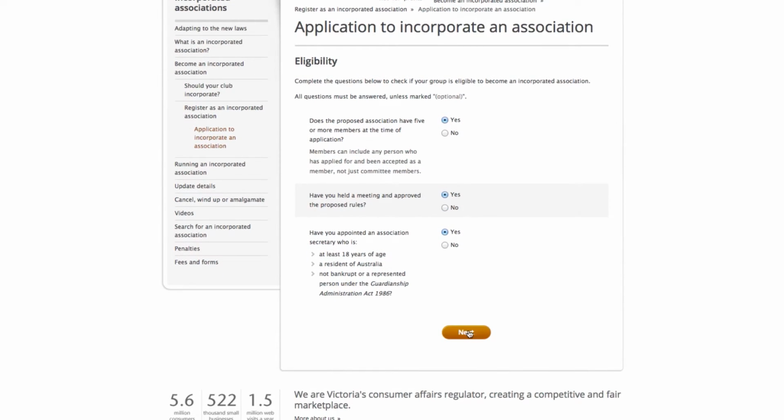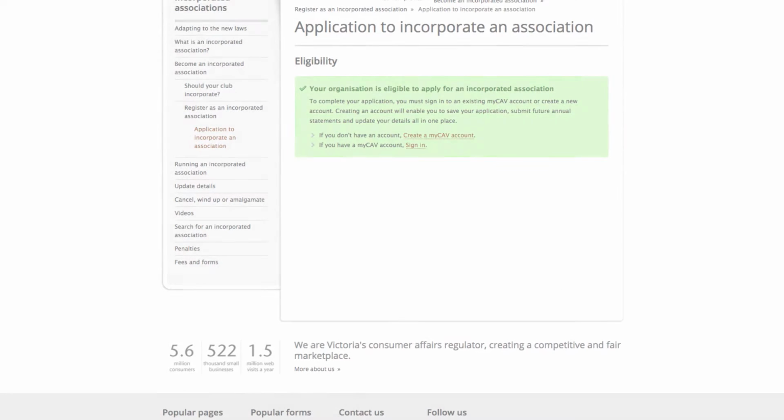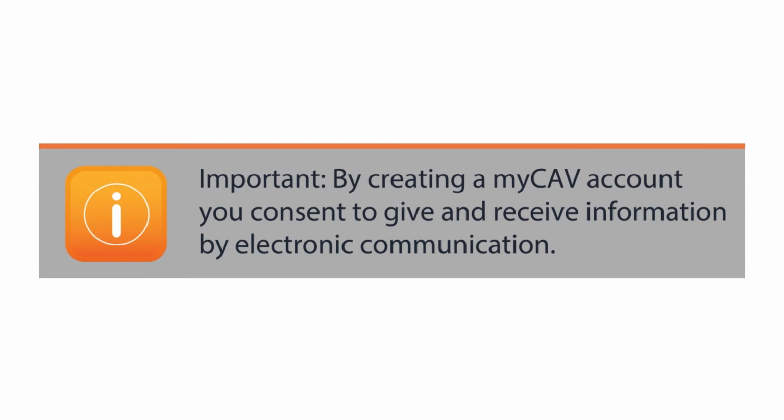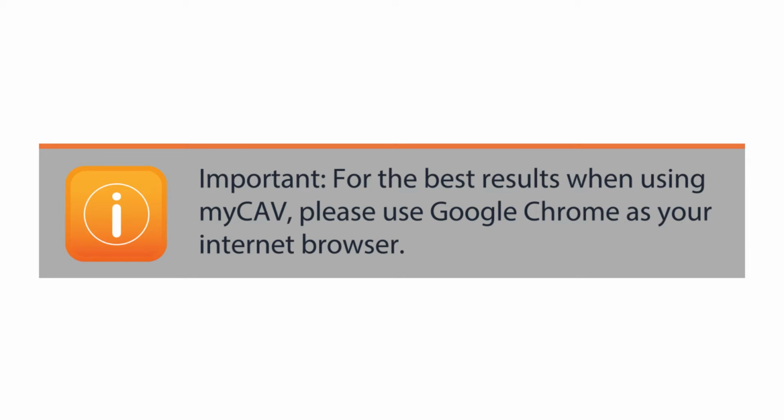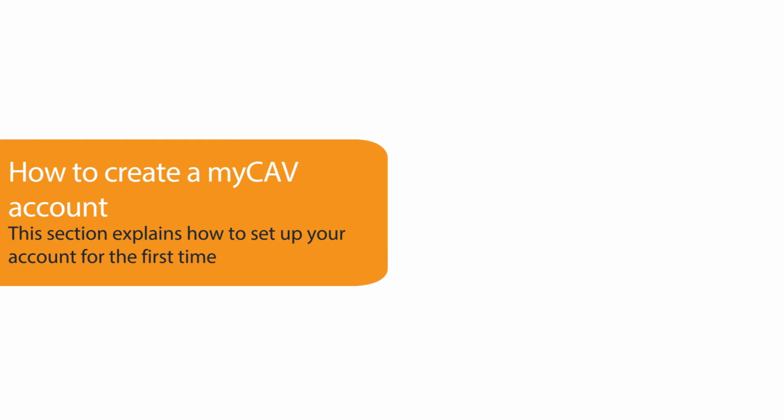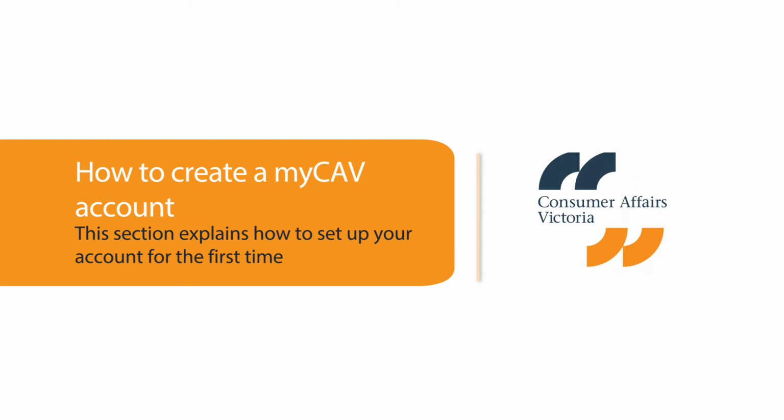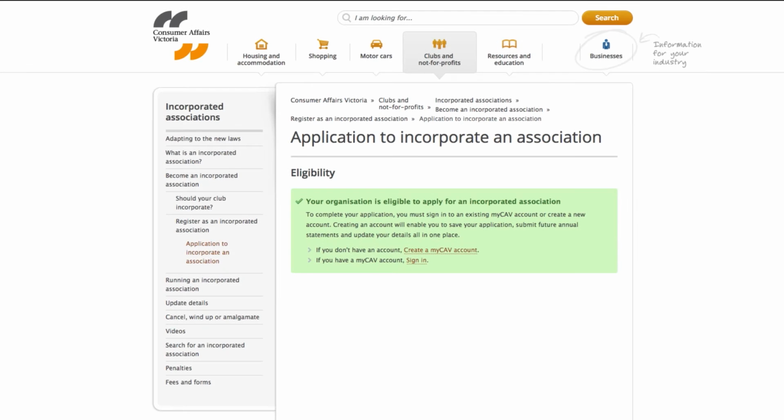If eligible, the next step is to create a myCAV account. There are 2 ways to create a myCAV account. You can either select Sign In at the top of our website, or select the link in the eligibility message. From here, select the Create an Account button.